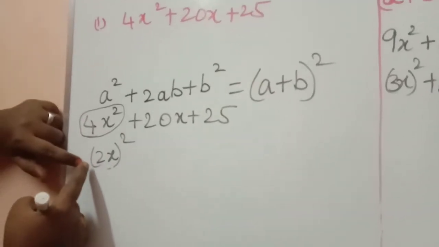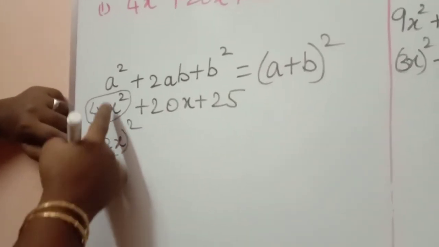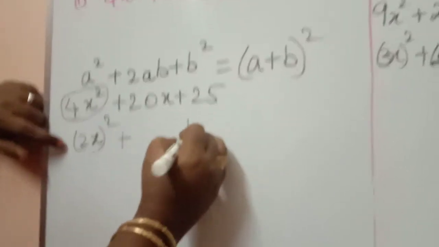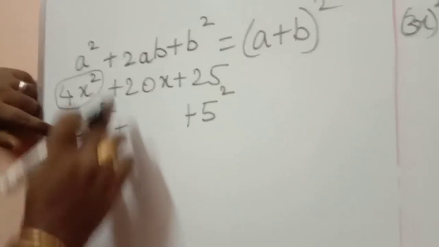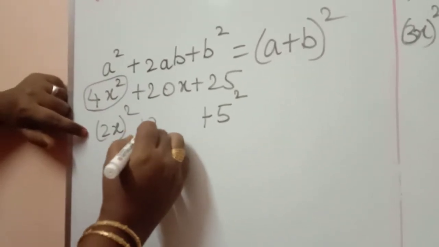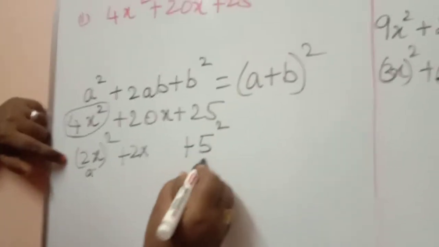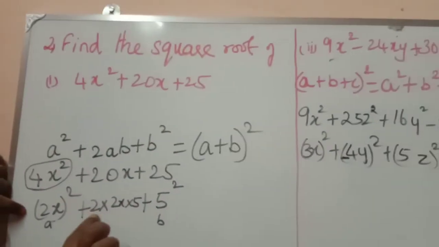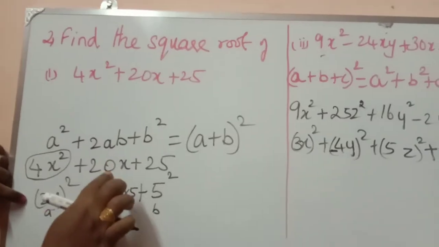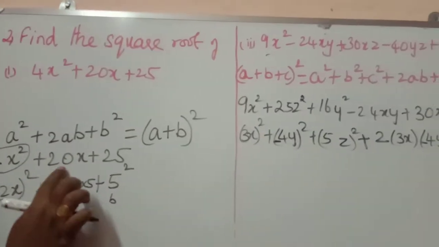Square root of 4, 2x whole square. Plus like that b square. 25 we can write it as 5 square. Now we have to check whether it is in the form of 2ab. 2 into this is a, this is b. So 2 into 2x into 5. 2 2s are 4, 4 5s are 20x. Okay, so 2ab it is correct.